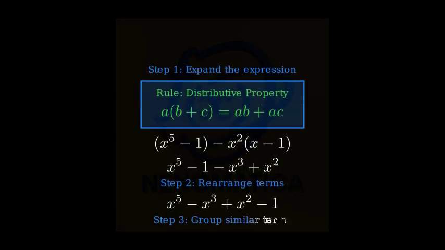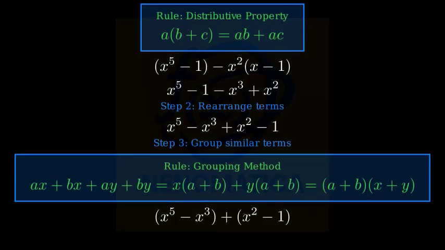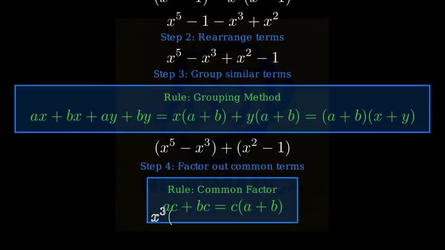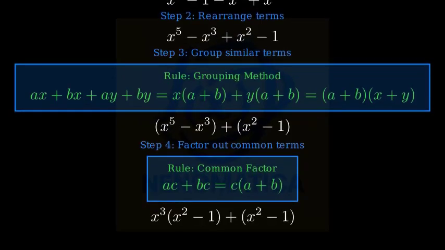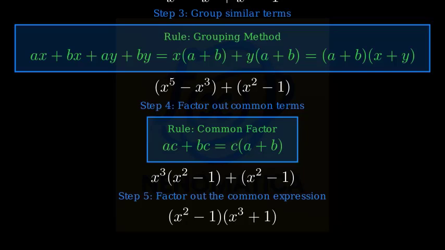For our next step, let's rearrange the terms to help with factorization. We'll group x to the 5th power minus x cubed in one group and x squared minus 1 in another. Now, we can factor out common factors from each group. From the first group, we can factor out x cubed, leaving us with x squared minus 1. We now have x cubed times (x squared minus 1) plus (x squared minus 1). Now we can factor out the common factor x squared minus 1 from the entire expression. This gives us (x squared minus 1) times (x cubed plus 1).